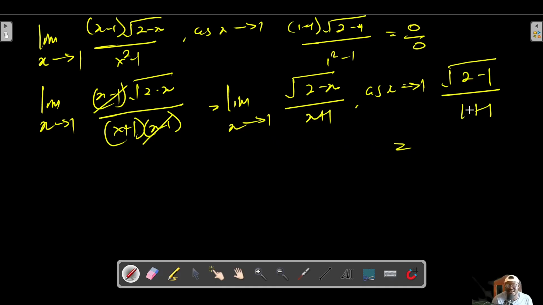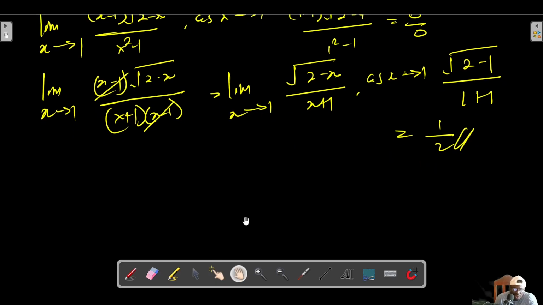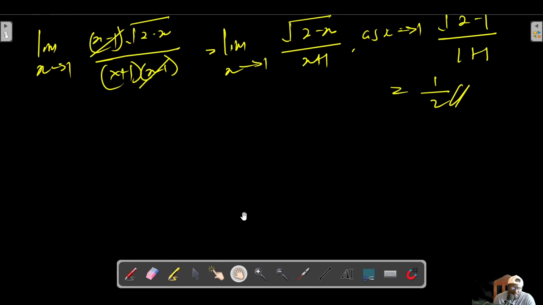And our answer is what? The square root of 1 is 1. Our answer is half. This is simple. I believe this is simple. Now, we've solved a lot of questions. Let us solve some more.